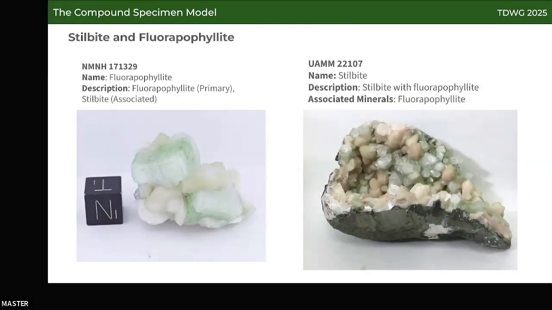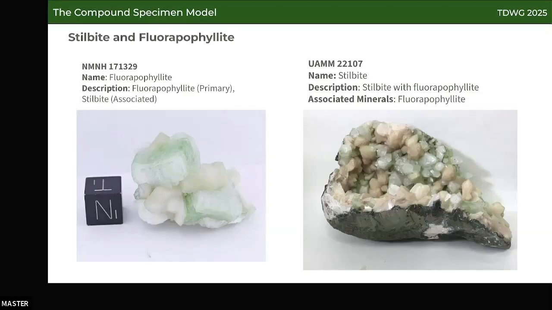So first, stilbite and fluoroapophyllite from India. It's a very common specimen. On the left-hand side, now these are all stored in the simple model. So on the left-hand side, you have one name, one determination, and it's fluoroapophyllite. And then in the description, it's fluoroapophyllite's primary, stilbite associated. But if you look at the specimen, the fluoroapophyllite is the green, the stilbite is the white. It's roughly 50-50. This was a judgment call.